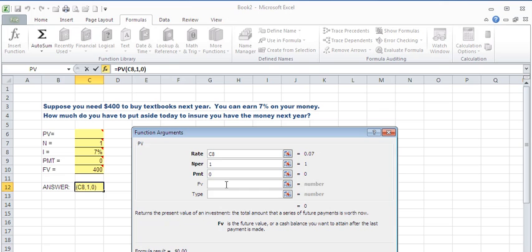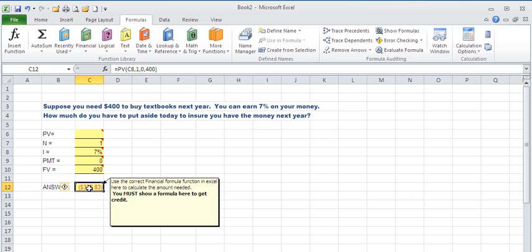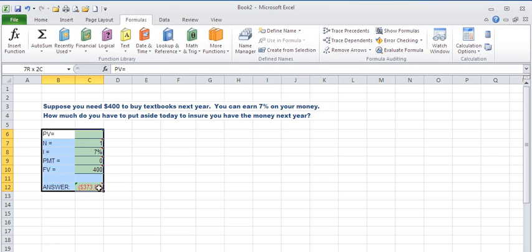Future value 400. Gives us right here, this is how much money we need today to invest at 7% in order to have $400. We would have to invest $373.83.